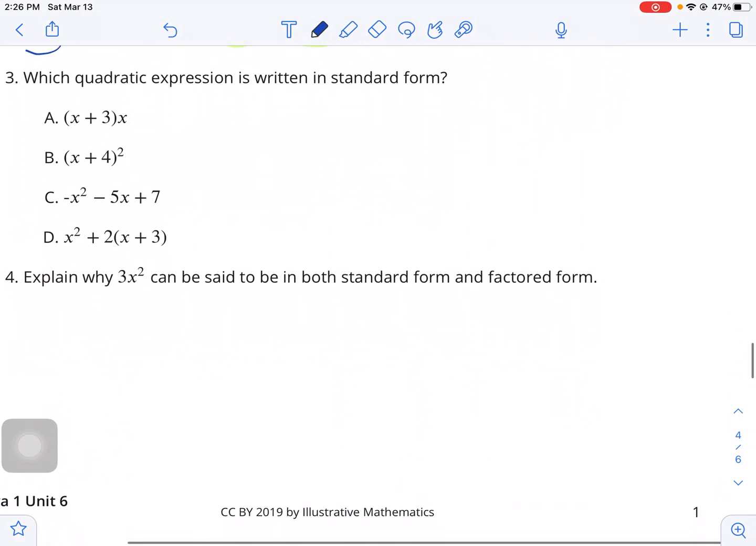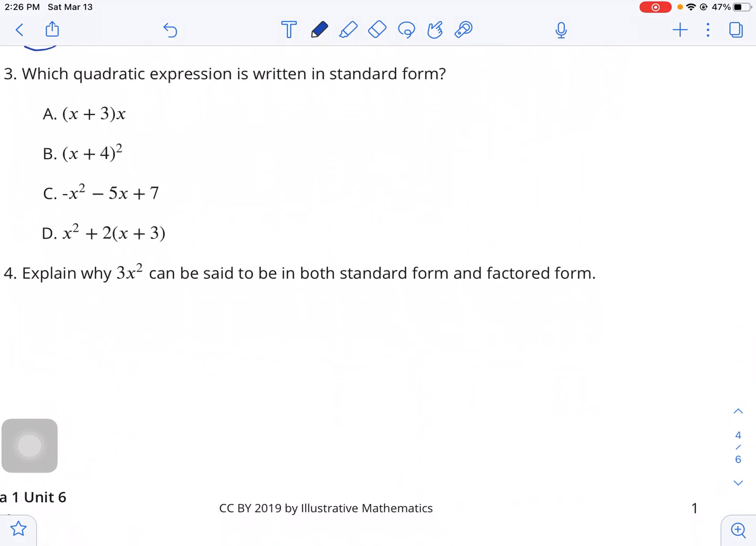Number 3, which quadratic expression is written in standard form? That's this one. The rest are all factors. We're multiplying x plus 3 times x. We're multiplying x plus 4 times itself here. And right here, we're doing some multiplication also.